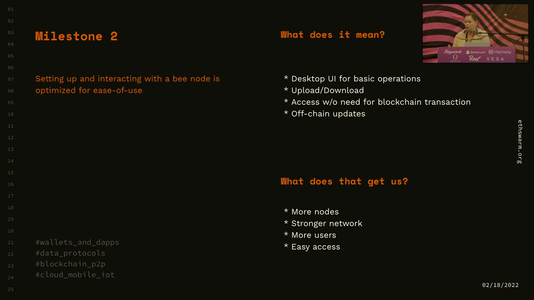And in addition to optimizing the Bee nodes, we're working on improving the documentation so that node operators are up and running in less than 30 minutes as well. This means we're simplifying and documenting the operations of our gateway so that everyone can do it easily.